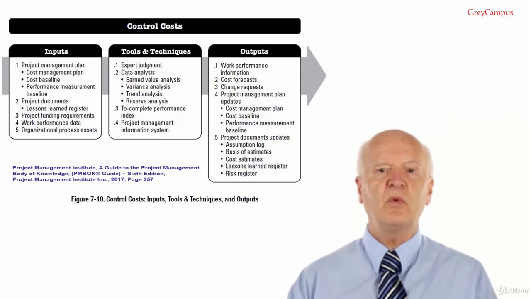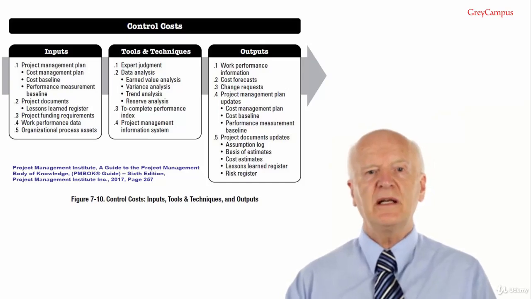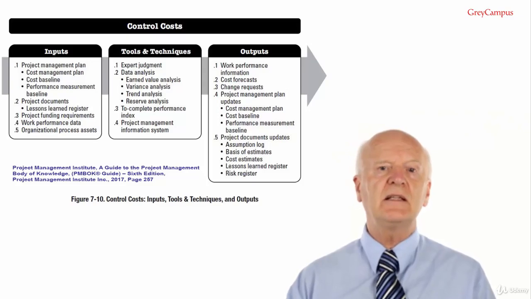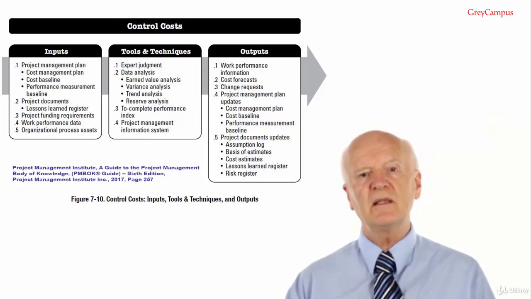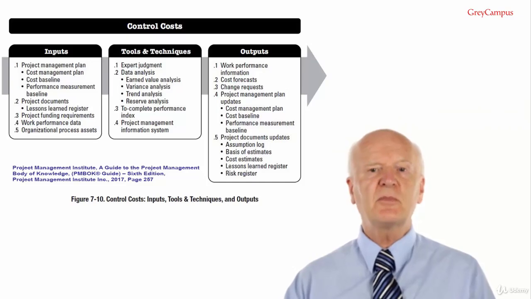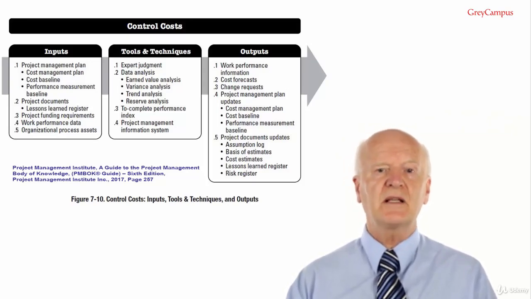Control Costs outputs. Number 1 is work performance information. Work performance information includes details of how the project work is performing at the work package level and control account level compared with the cost baseline. Output number 2, cost forecasts. Either a calculated EAC value or a bottom-up EAC value is documented and communicated to stakeholders. Output number 3, change requests. Analysis of project performance may result in a change request to the cost and schedule baselines or other components of the project management plan. Change requests are processed for review and action through the Perform Integrated Change Control process.